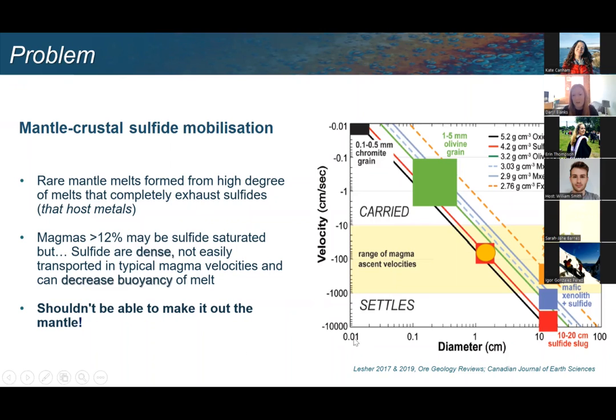And I'm just going to use the diagram from Nesher, highlighting these various components for actually transporting magmatic sulfide. The yellow represents a more centimetre-sized sulfide bleb. And in order to actually transport the sulfides, we really need to decrease the buoyancy of the sulfide itself, increase the velocity, or decrease the size. So technically, it shouldn't be able to make it out of the mantle. Typical models assume that we've got more chemical interactions actually liberating the metals, whereas in the physical process, we still shouldn't be able to make it out of the mantle in this situation.